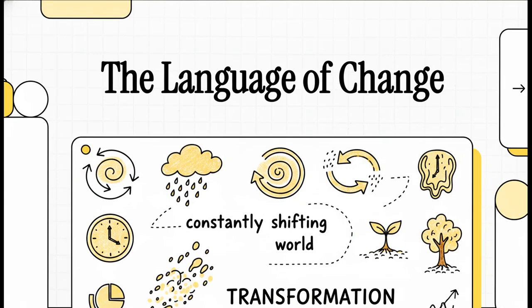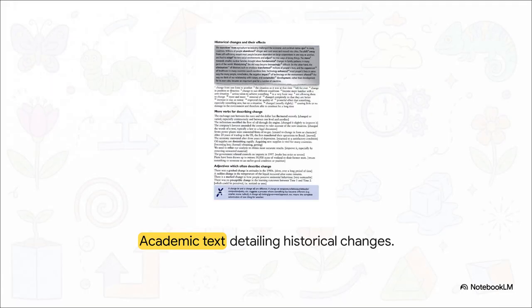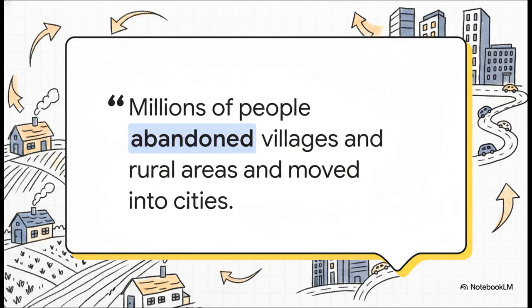Welcome to This Explainer. Our world's changing fast, so let's decode the exact vocabulary you need to describe it. How do we accurately describe a constantly shifting world? Well, we're going to build your ultimate linguistic toolkit today. We'll be pulling from some dense academic texts on historical changes to find the absolute best verbs and adjectives. Like when millions abandon rural villages for cities, that immense impact demands precise language, right?